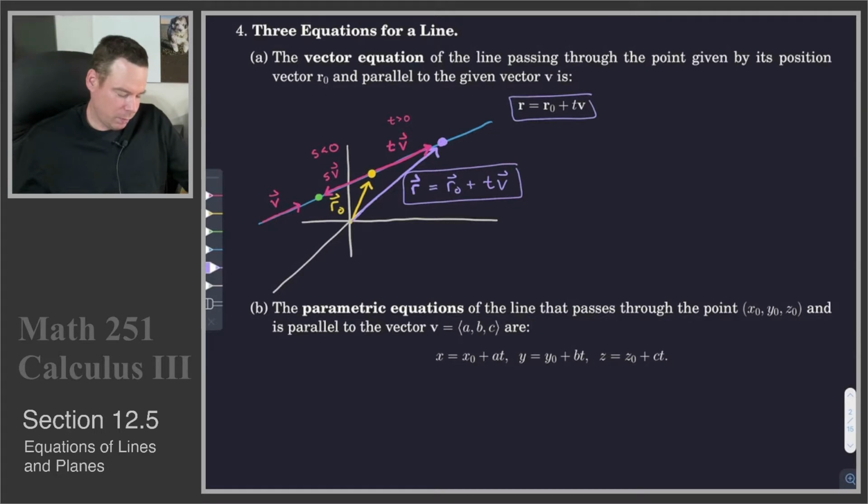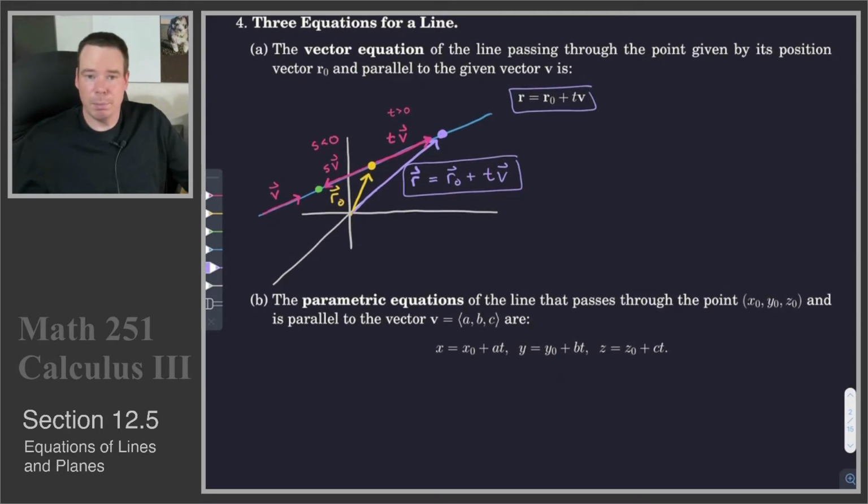Now from that vector equation, we could unpack it. We could say, well, r is just some position vector of an arbitrary point x, y, z that's going to live on the line.